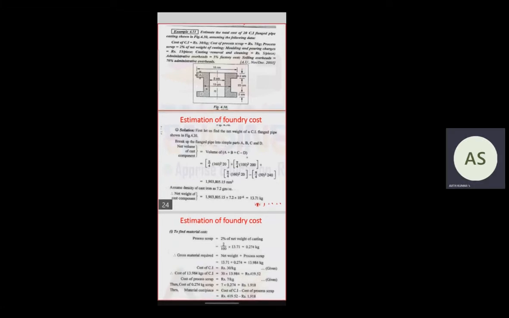Gross material required is equal to net weight plus process scrap. This is the gross material required. Net weight is already found, process scrap is already found. By adding those two, we will get gross material required is equal to 13.984 kg. This is the gross material required for the casting process.